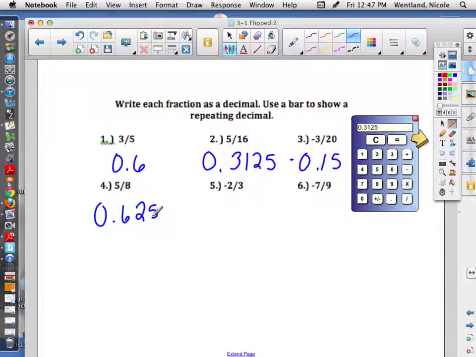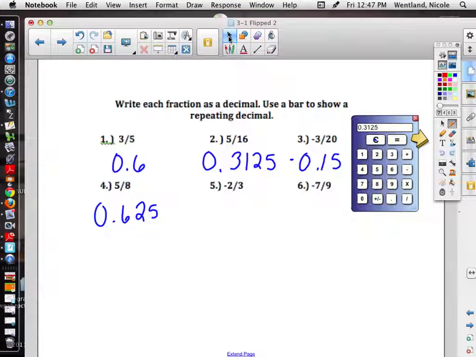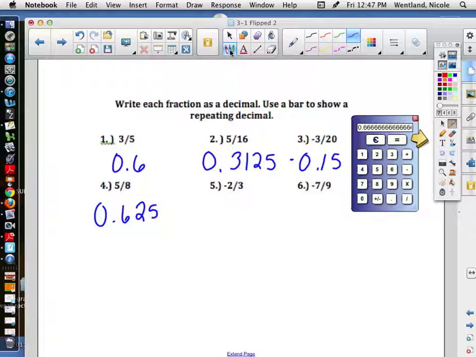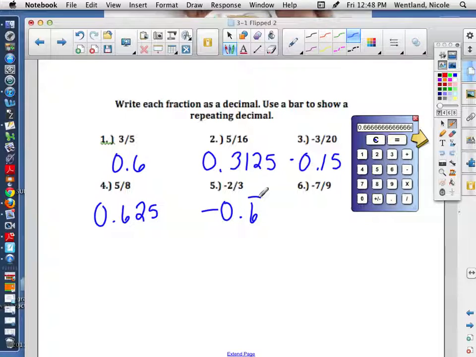They're decimals that end. However, you're going to find now when I put 2/3 into my calculator, two divided by 3, you're going to find that I get 0.6666666 and goes all the way to the end of my calculator. When that happens, I can assume it's a repeating decimal. So I could write this as negative 0.6 with the line over the 6 because the 6 is the number that repeats.